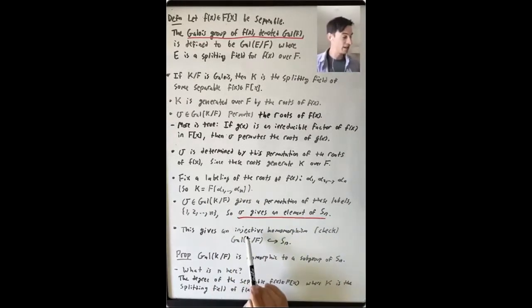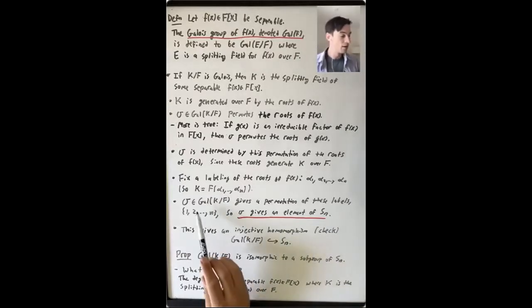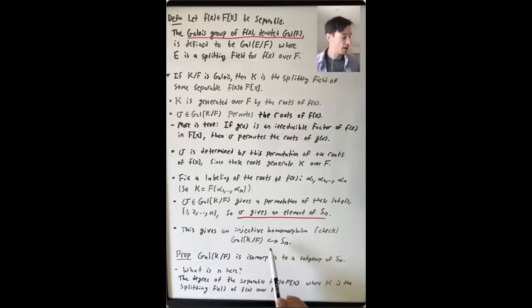Okay, this gives us an injective homomorphism from the Galois group to the symmetric group, S_n. So right now what we've seen is that each sigma gets mapped to an element of S_n. And we know that this is injective because sigma is determined by the permutation of the roots. So it's not possible for two different Galois elements to map to the same permutation over here. So why is this a homomorphism?